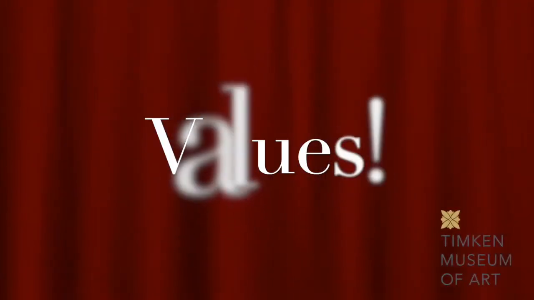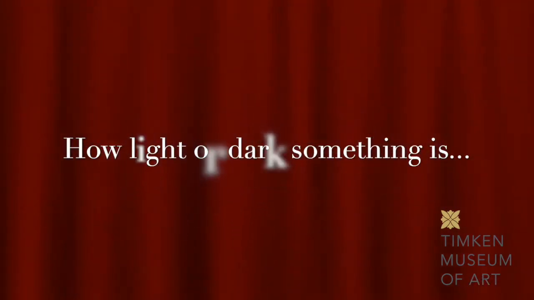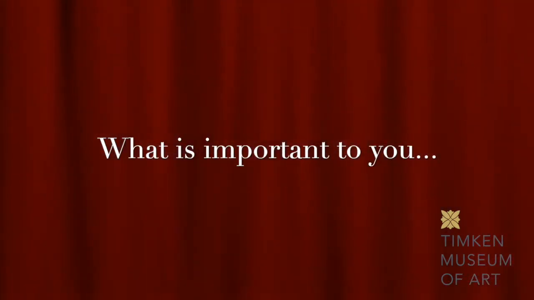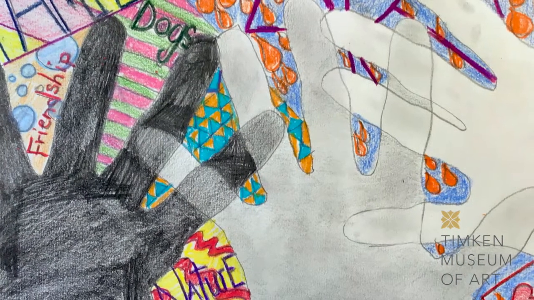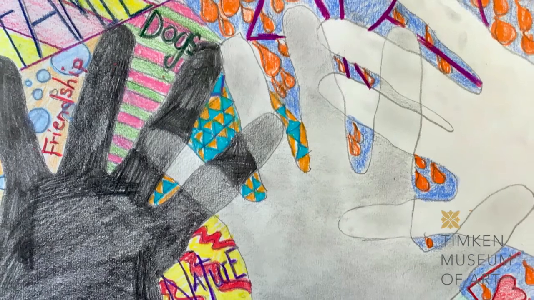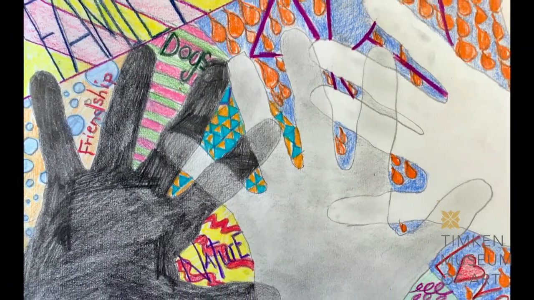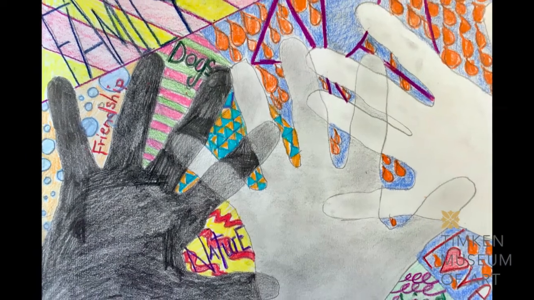Today we're going to be working with values. The first definition of value we're going to use is just how light or dark something is. It's a term in art. And the second is going to be what is important to you. What do you value? We are going to be covering a lot of bases today, but the core of the project is self-reflection, utilizing artistic elements to self-express.